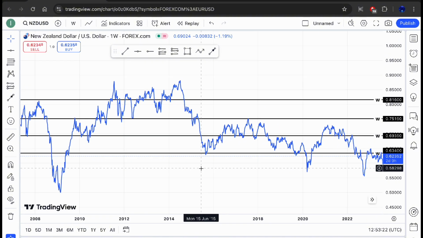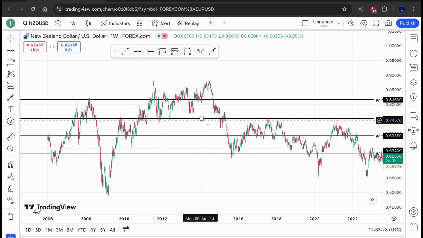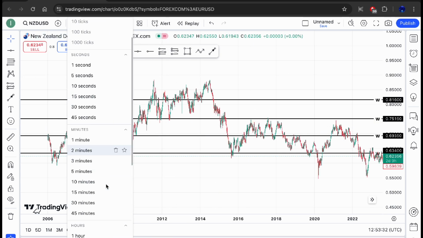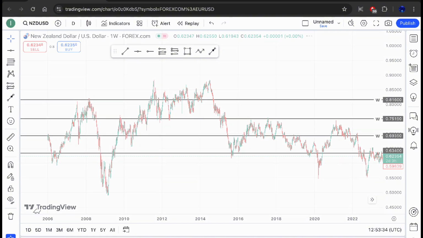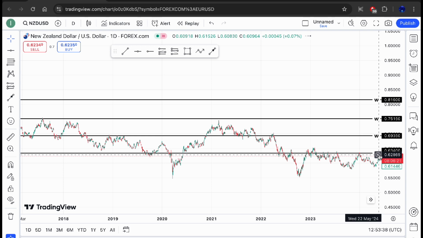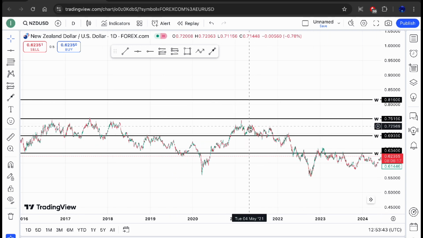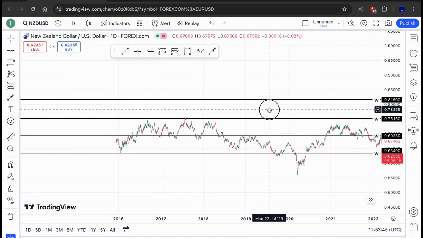Now that we are done analyzing the weekly time frame, we can go back to the candlesticks since we are done with the line charts, and we're going to move down from the weekly time frame to the daily time frame. Now I've marked all my zones on the weekly time frame with a W so that we know that these are all the resistance and support zones from the weekly time frame.